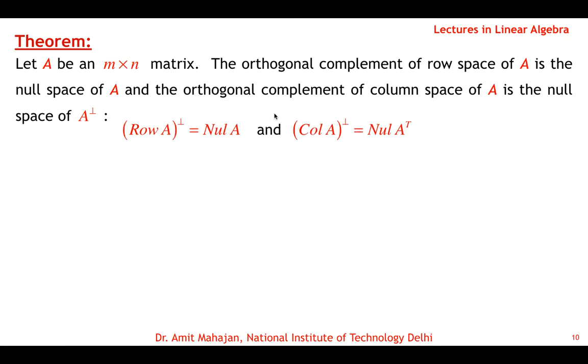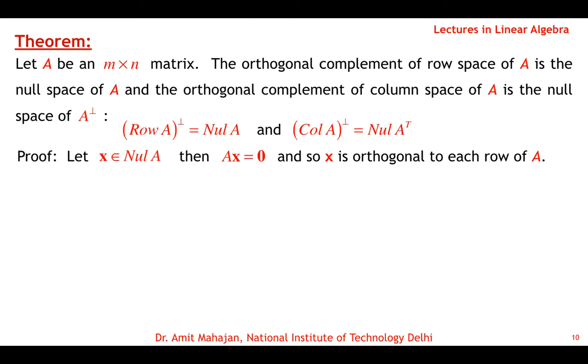So we are going to prove these two results. First is that the orthogonal complement of row space A is null space A, and secondly the orthogonal complement of column space A is null space of A transpose. So first this result. We are going to prove that any vector in row space A perpendicular belongs to null space A, and any vector in null space A belongs to this set. So these two sets are the same. Let us prove this.